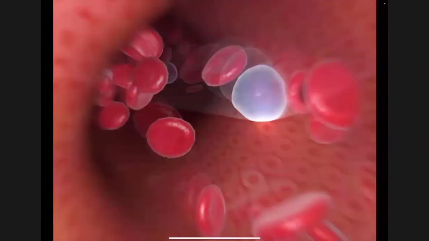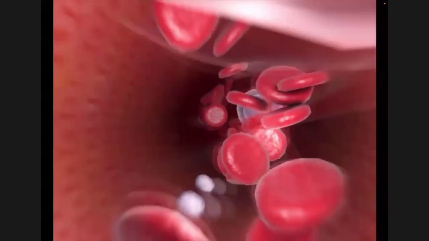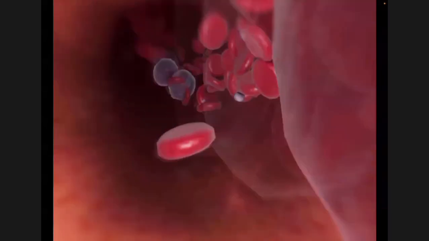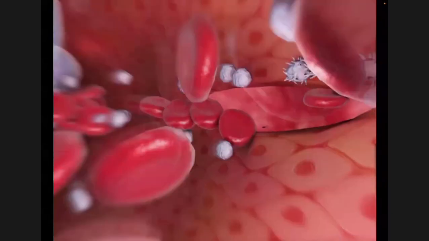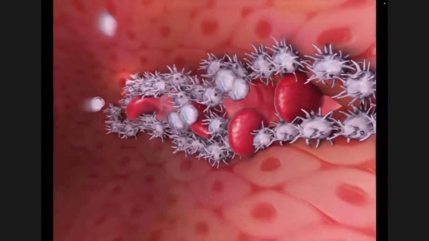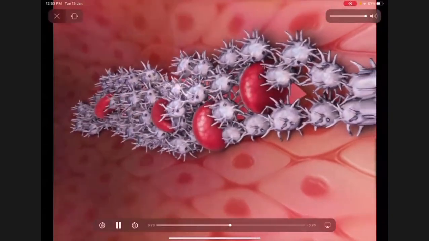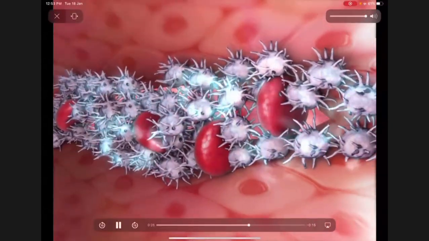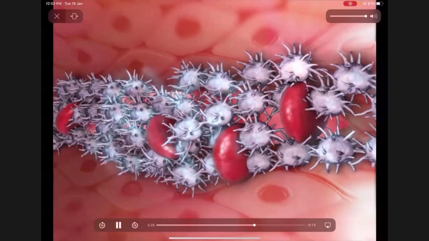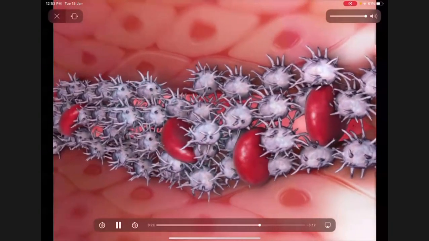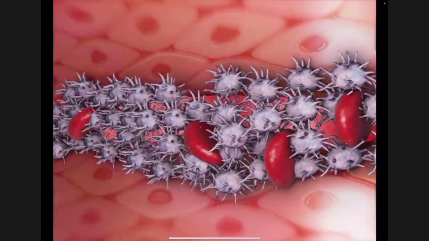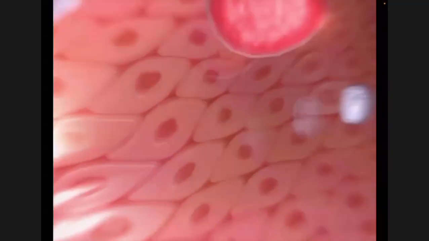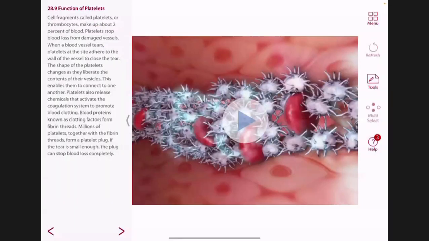Cell fragments called platelets or thrombocytes make up about 2% of blood. Platelets stop blood loss from damaged vessels. When a blood vessel tears, platelets at the site adhere to the wall of the vessel to close the tear. The shape of the platelets changes as they liberate the contents of their vesicles. This enables them to connect to one another. Platelets also release chemicals that activate the coagulation system to promote clotting. Proteins known as clotting factors form fibrin threads. Millions of platelets together with the network of fibrin threads form a platelet plug. If the tear is small enough, the plug can stop blood loss completely.